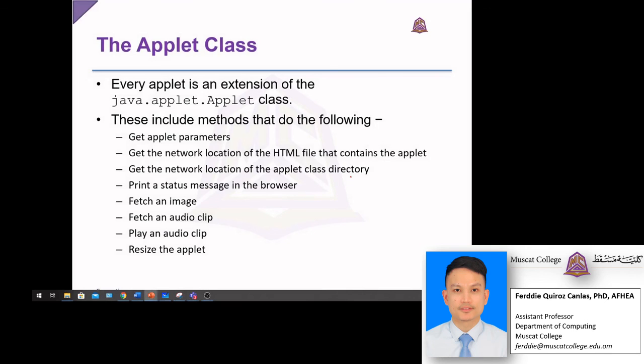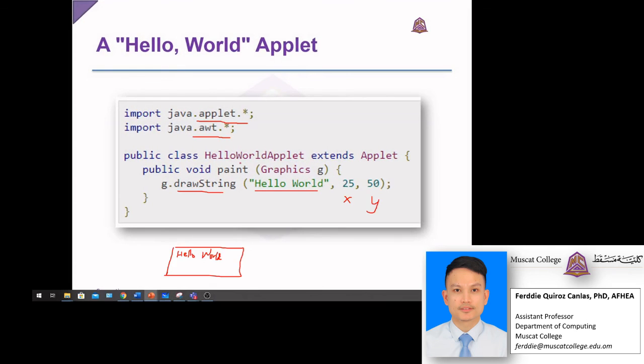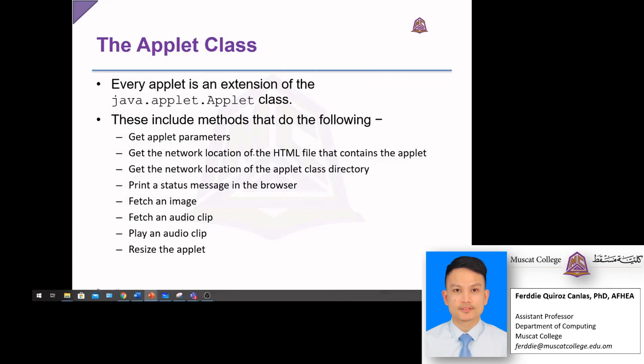So the applet class provides you all of the following. The applet class, the one I showed to you earlier, provides all these functionalities. If you want to work with parameters, a parameter is synonymous with the word variable. These are the data you want to pass to your servlet. Also, you can get the network location of the HTML file, and the network location of the applet class.